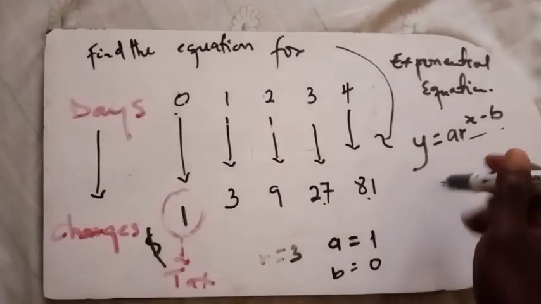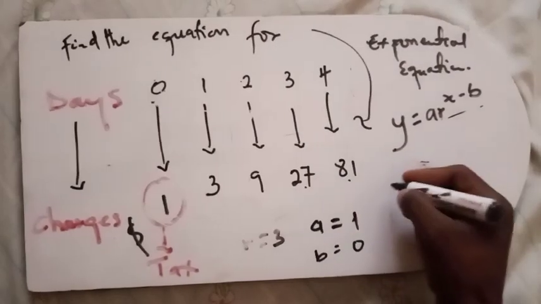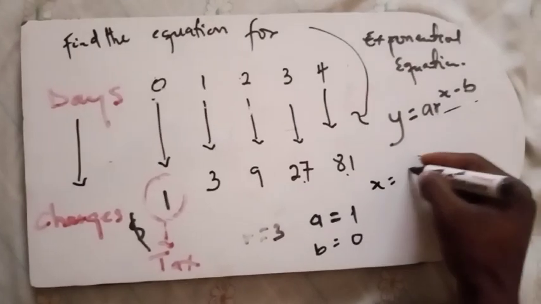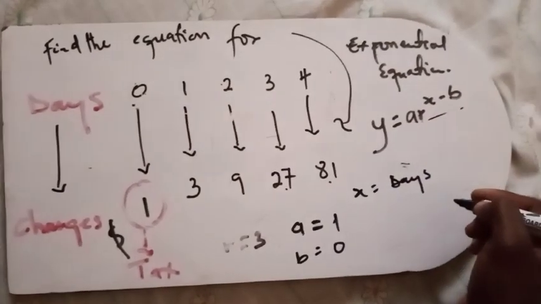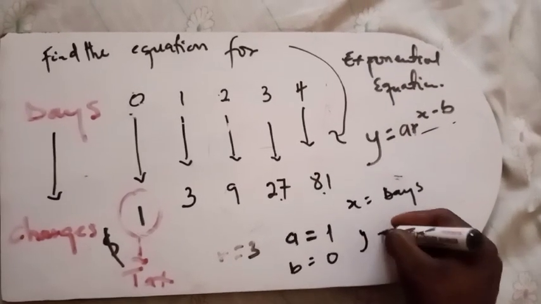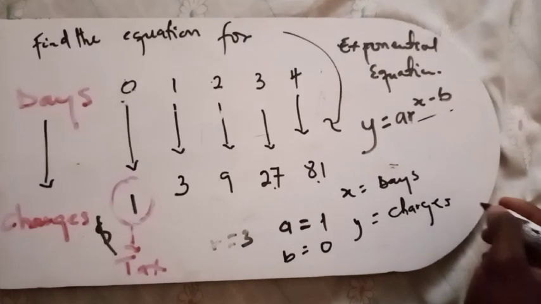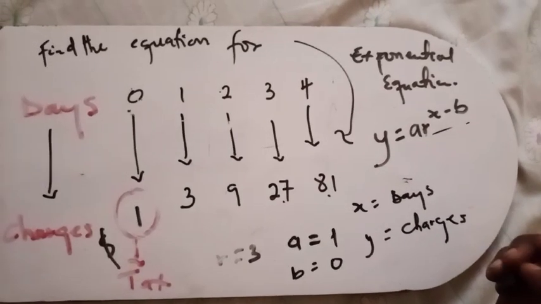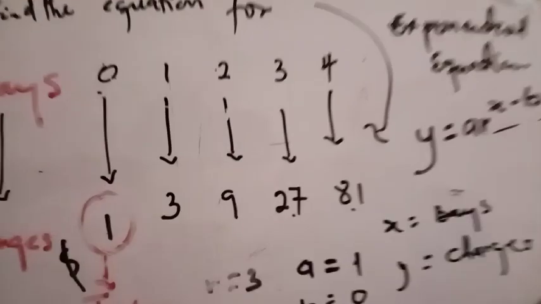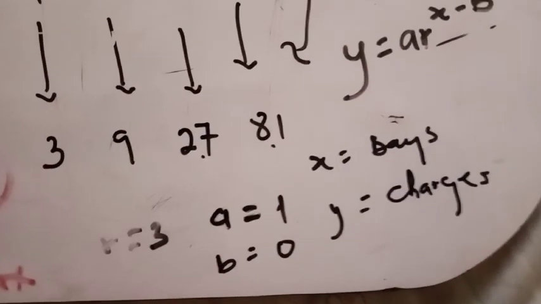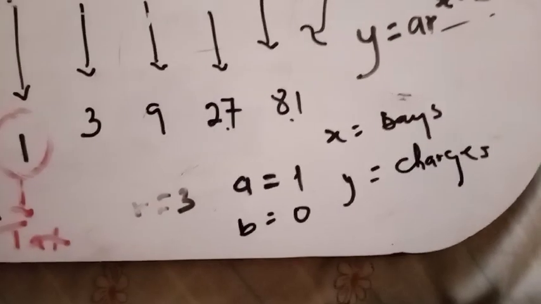Okay, so the x here is going to be the number of days you are spending, so the x are the days, and the y is going to be the charges. So this is how you break down every equation, every formula in mathematics in order for you to have a clear understanding of what you are doing.